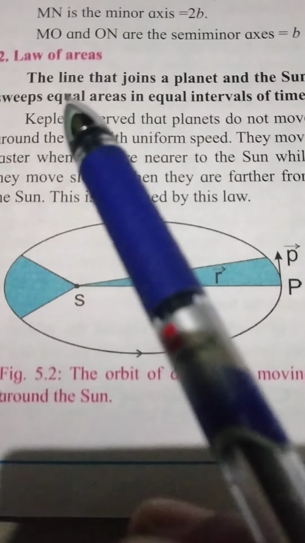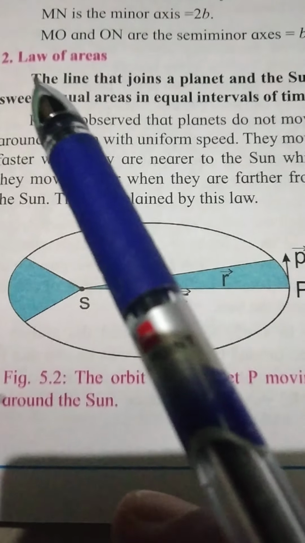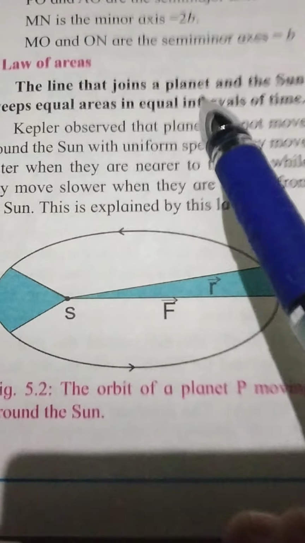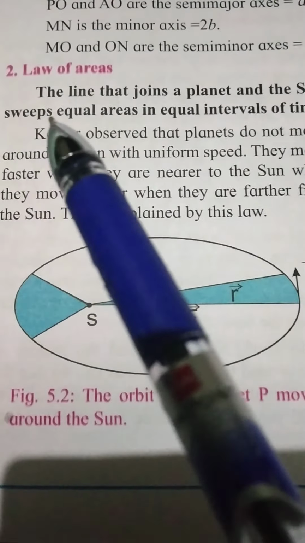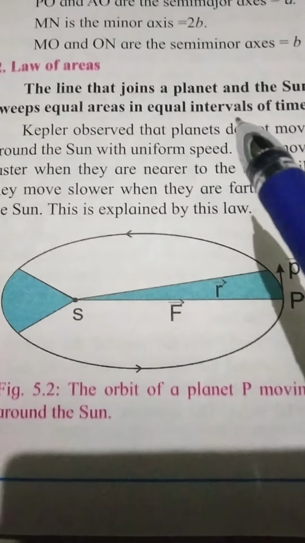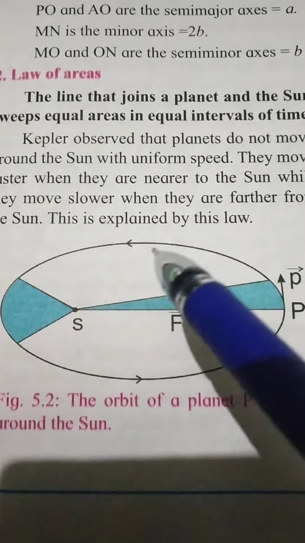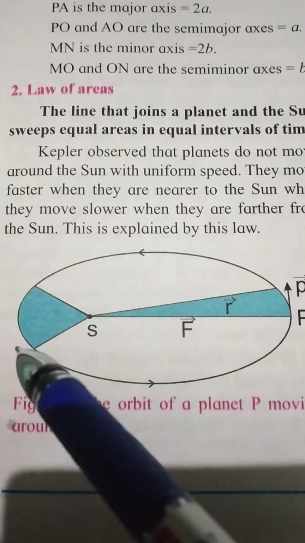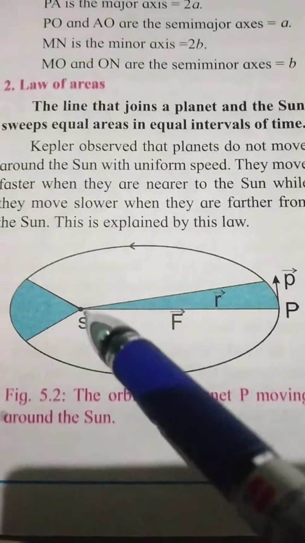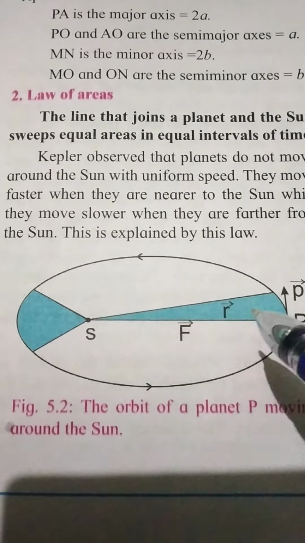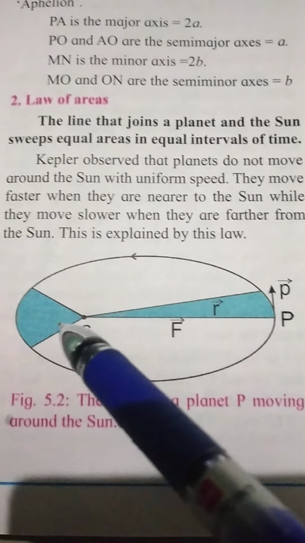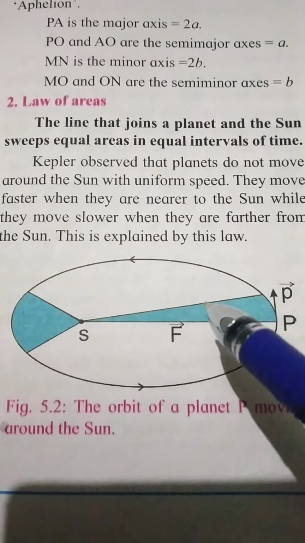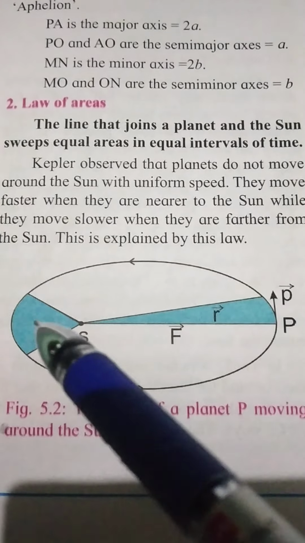Now the second of Kepler's laws. The second law is the law of areas. Statement: the line that joins a planet and the Sun sweeps equal areas in equal intervals of time. Here Kepler observed that the planets do not move around the Sun with uniform speed. They move faster when they are near the Sun, while they move slower when they are farther from the Sun. This is explained by this law.